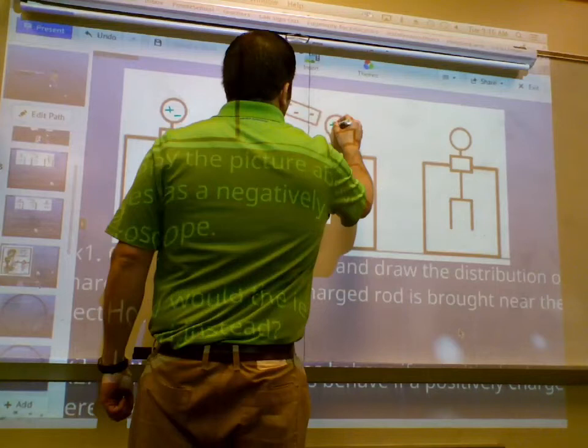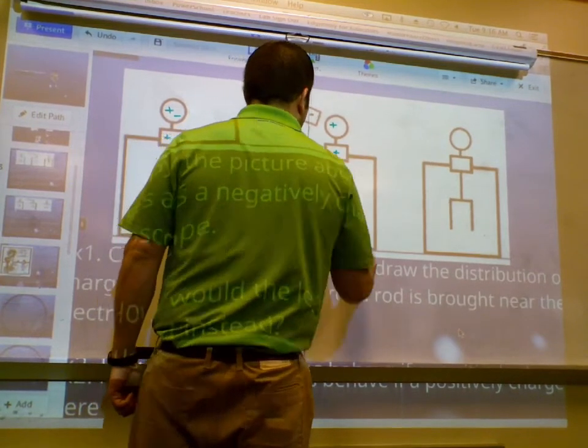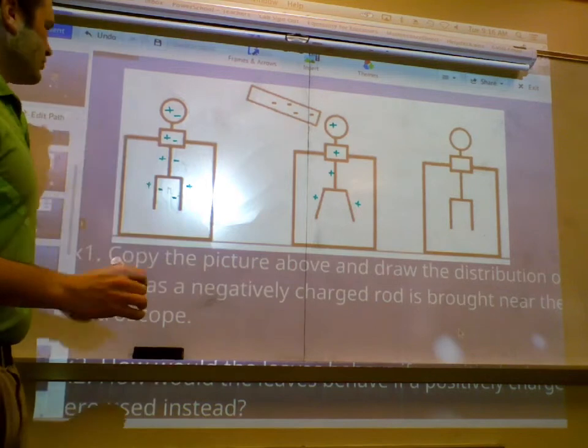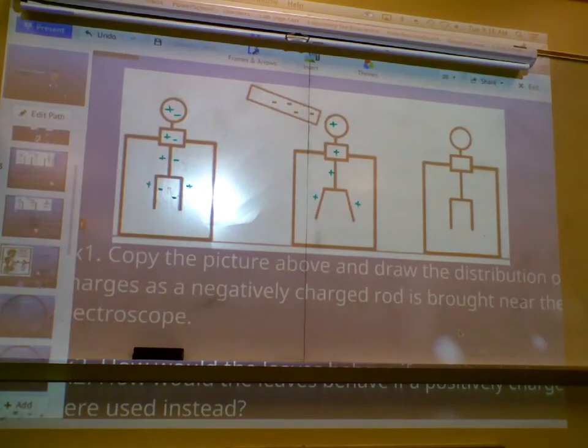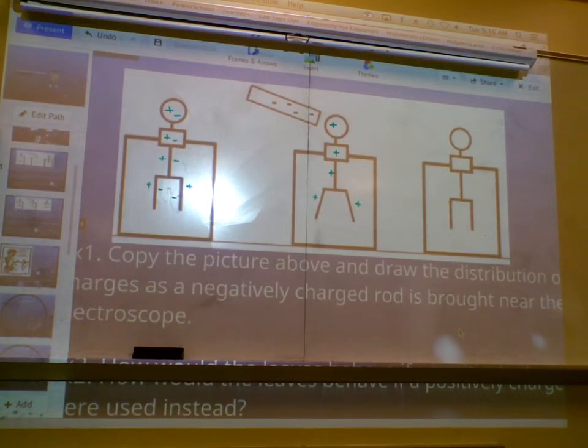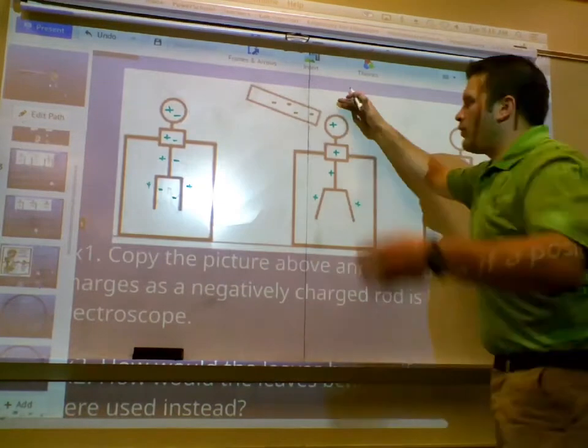So we have positive charges that are evenly distributed. 1, 2, 3. I can't count. There's 5. I'd say 6. Okay. There's 5 positive charges that are evenly distributed, right? But what happens to the negative charges? They run away. Oh yeah, you're right. They go where? All the way down to the bottom. Good. They move away.